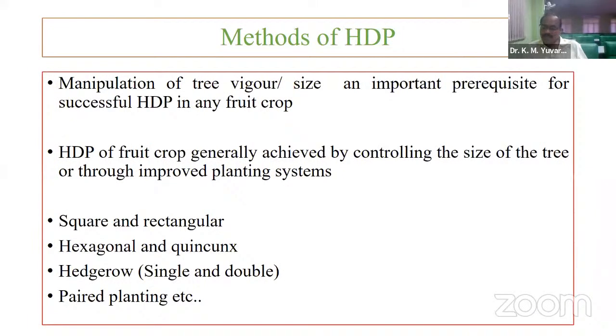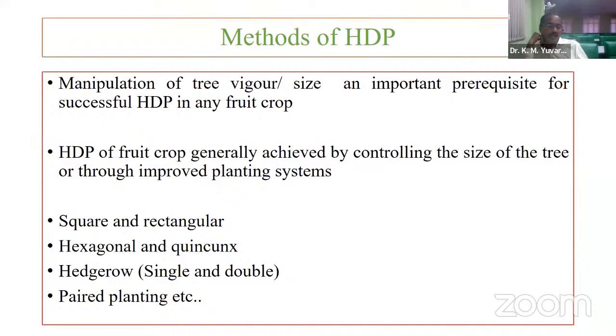How to manipulate the trees? That is the tree vigor. Size control is an important prerequisite for high density planting in any fruit crop. In high density planting, you can accommodate more plants. Where there is huge, large tree growth, you can reduce the size of the tree while at the same time maintaining the vigor of the plant. This is the concept in high density planting.